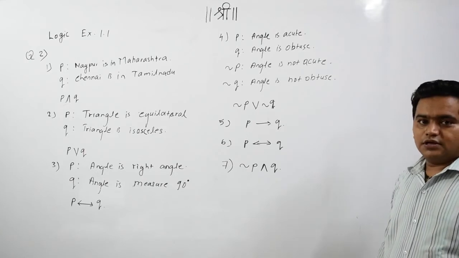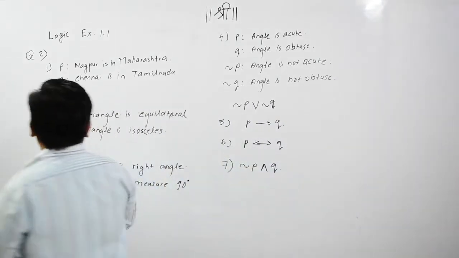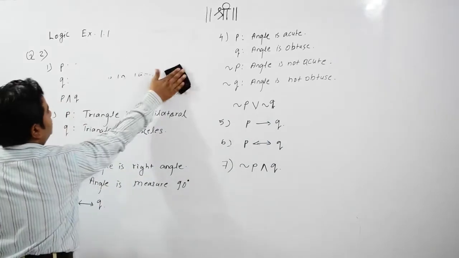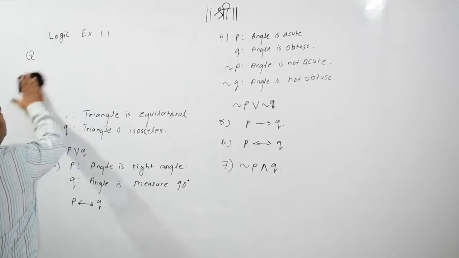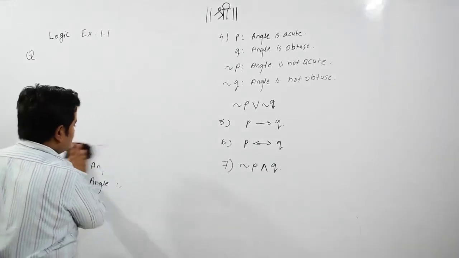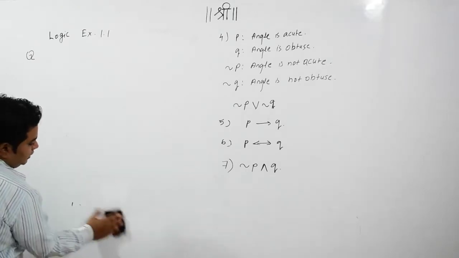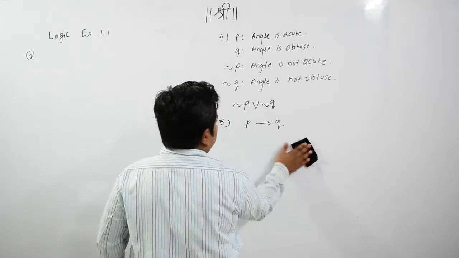So I was just giving hints regarding those problems. Now let's move to question number 3, where we need to simplify, or give the truth values using the statements. We need to find out the truth value of those compound statements within those questions.